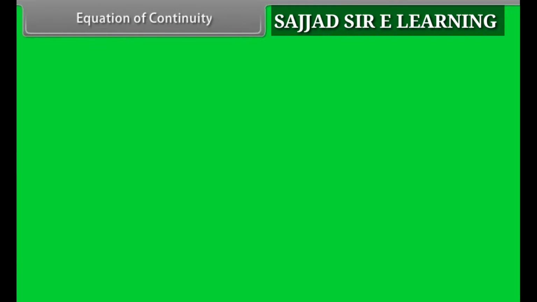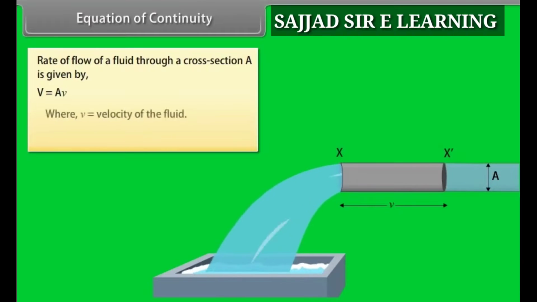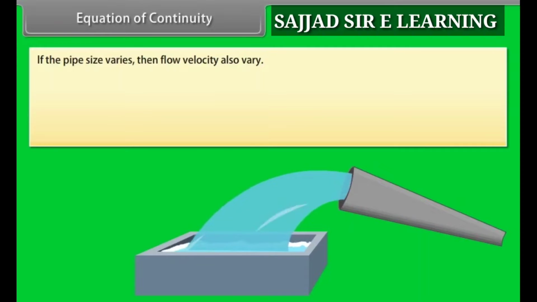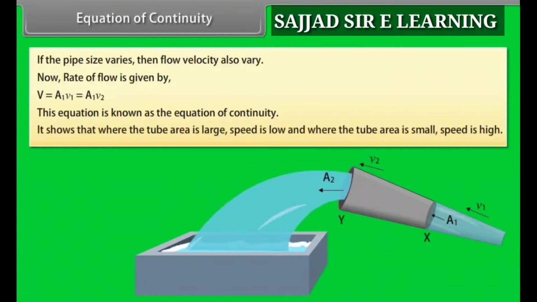Equation of continuity. The rate of flow of a fluid through a cross-section A is given by V equals A v, where v is the velocity of the fluid and capital V is the volume of the fluid. If the pipe size varies, then the flow velocity also varies. Now, the rate of flow is given by V equals A1 v1 equals A2 v2. This equation is known as the equation of continuity. It shows that where the tube area is large, speed is low, and where the tube area is small, speed is high.